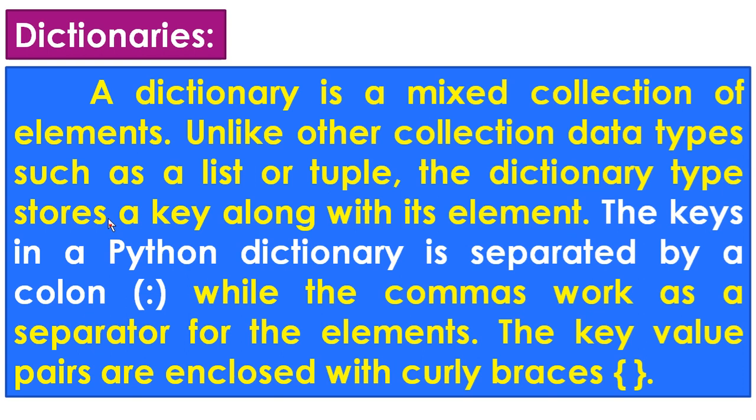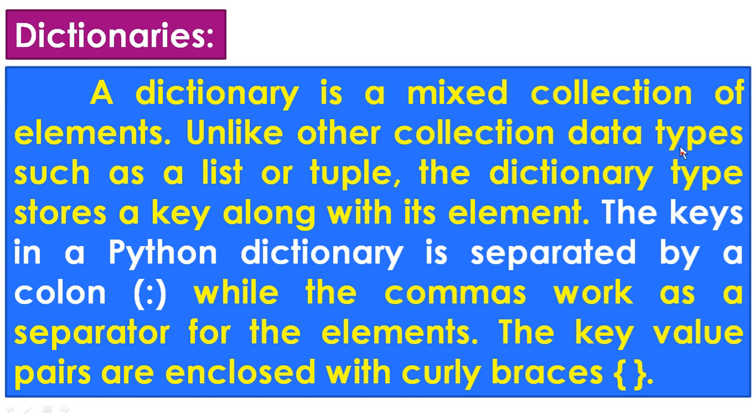What is a dictionary, or how is a dictionary defined? A dictionary is a mixed collection of elements. That means it is a collection of elements of different data types.